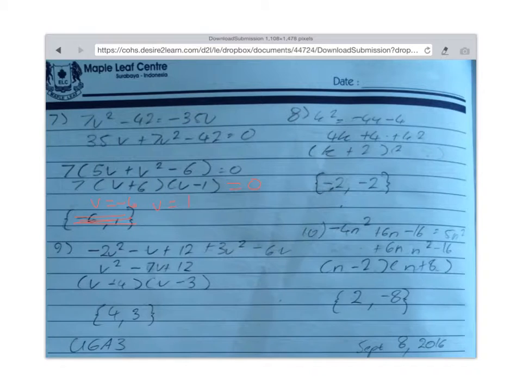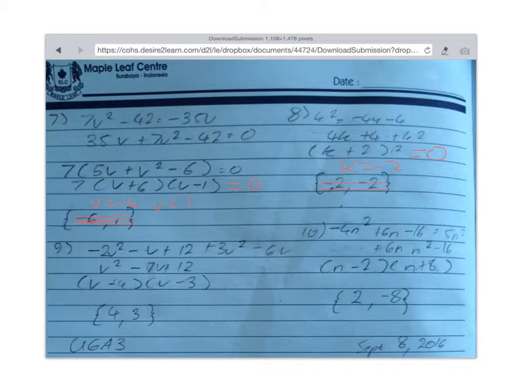So here you've got k plus 2 squared, and you need to put an equals 0 there. And in this case, you're just going to get k equals minus 2 as your solution. And again, skip the set notation there, okay?